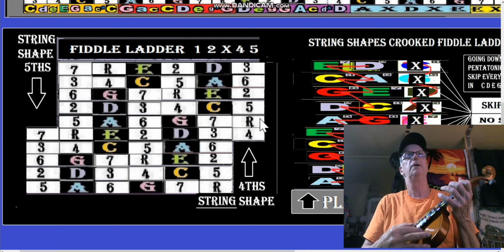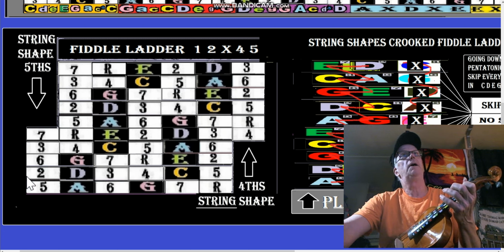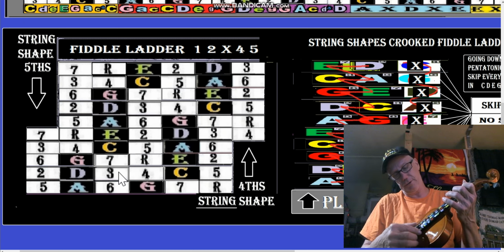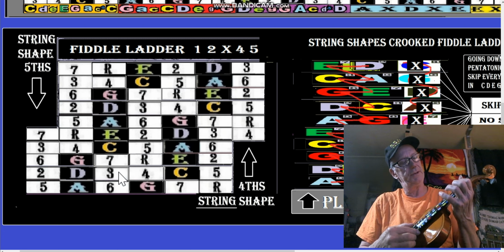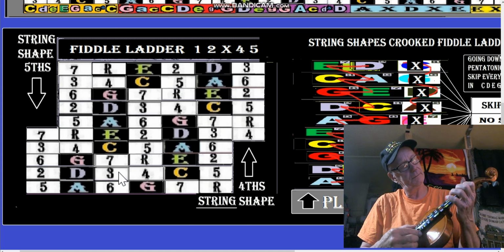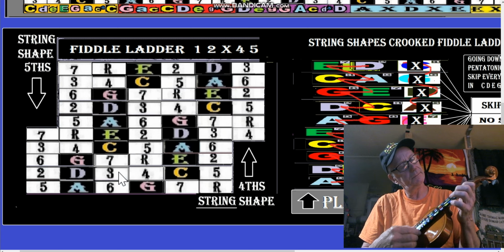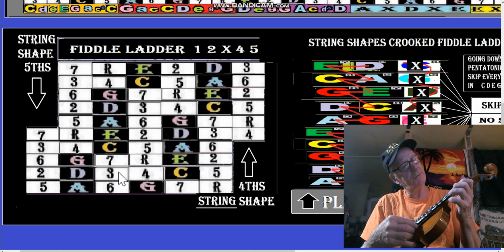It'll still work. So where are we? Let's say we're on this one. We're on this 3 right here. We're going to start a C pattern there, and we're just going to skip every third string shape. So it's C, A, skip G, and go to E, to D. Then we're going to skip C again and go to A. That shape fitting right there.